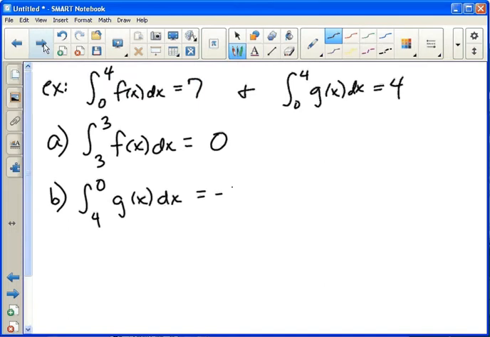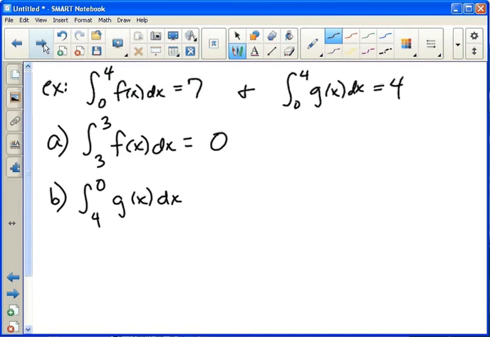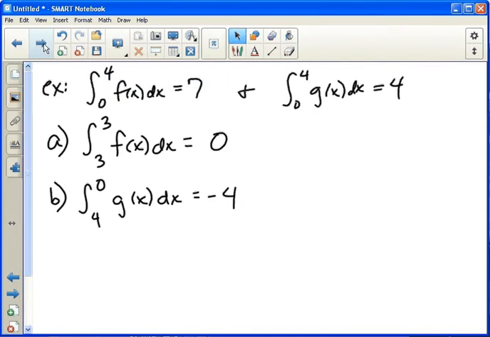I got a little ahead of myself there, sorry. It is negative 4, let's back up. It is negative 4 because if you look, the boundaries are the same here as they are here, except that they've been flipped over. So, if you flip the boundaries, then you have to flip the sign of the answer. So from 0 to 4 going forward, your answer is 4. From 4 to 0, traveling backwards, your answer is negative 4.